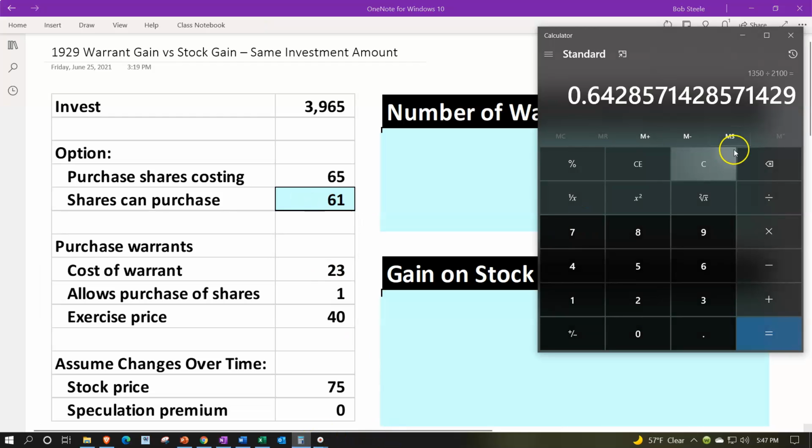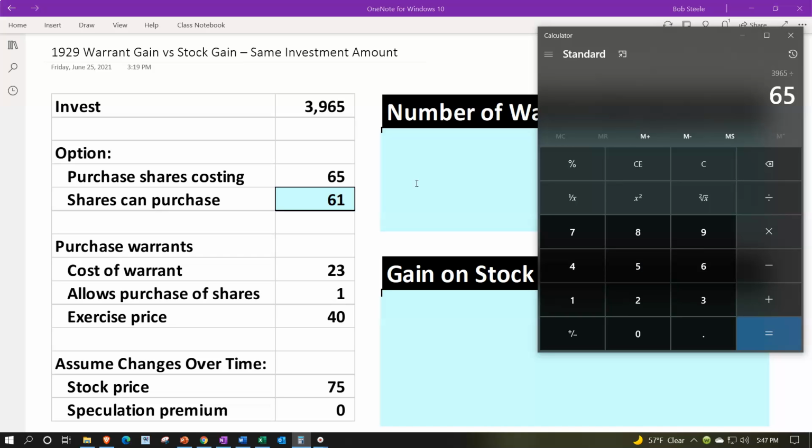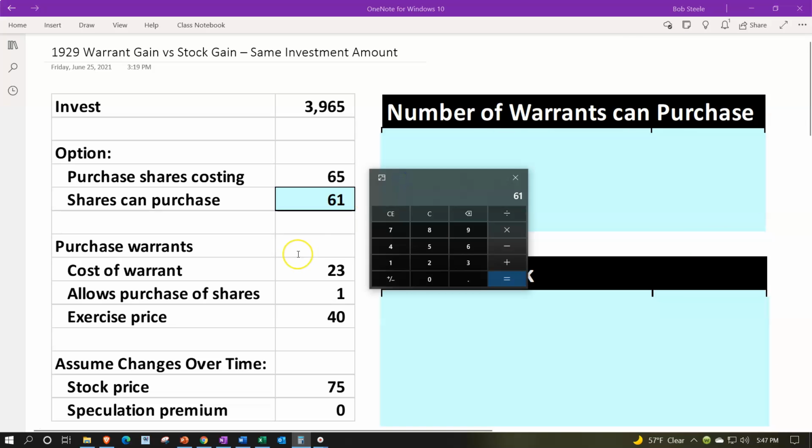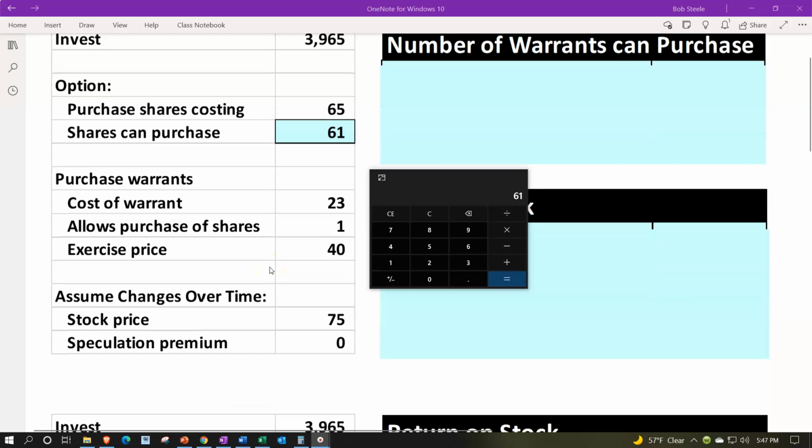We're going to calculate this out. This is going to be the $3,965 divided by the $65 cost. That means we can buy 61 of them. So we're going to be buying either 61 shares at the $65, or we can purchase warrants that have a cost of $23 per warrant, and one warrant allows the purchase of one share, so one warrant allows the purchase of one of the stocks with an exercise price of $40.